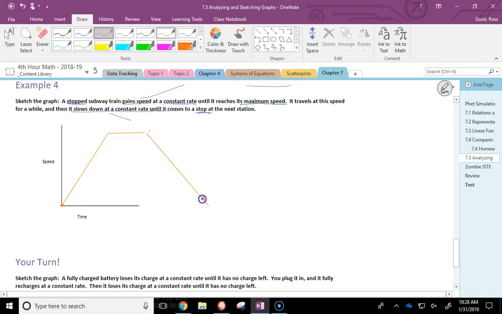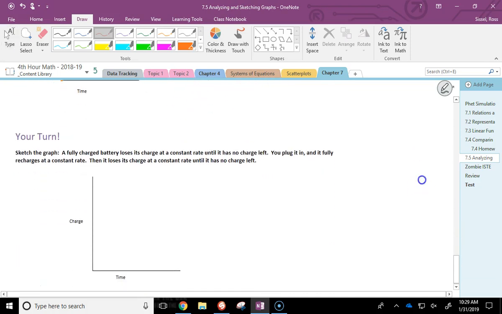Until, we'd have to say until an ending point, and I would have that stopping point. After that stopping point, it would be constant again. The speed would stay constant. Last one you're going to do.